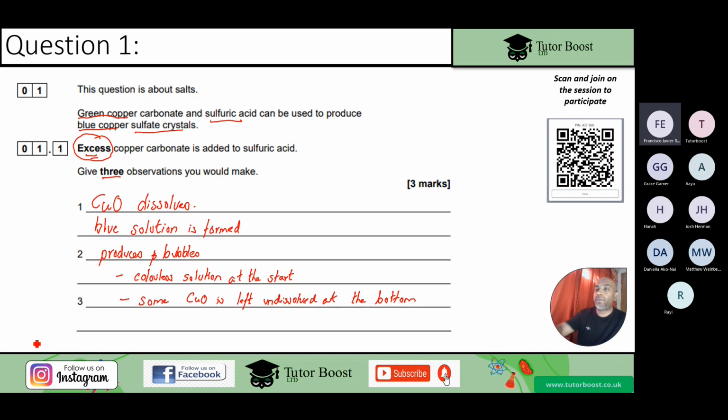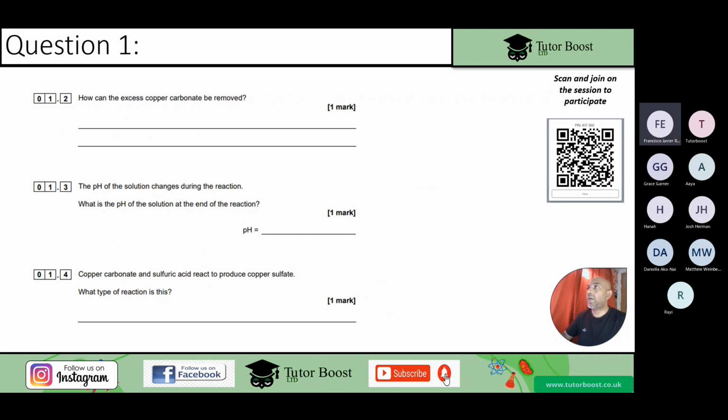Moving on to the next question. How can the excess copper carbonate be removed? And question 1.3, the pH of the solution changes during the reaction. What is the pH of the solution at the end of the reaction? And 1.4, copper carbonate and sulfuric acid react to produce copper sulfate. What type of reaction is this? Can you write the answers on the whiteboard? I'll give you about 1.5 minutes.